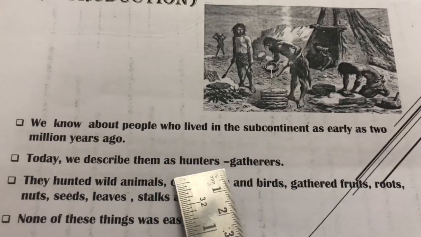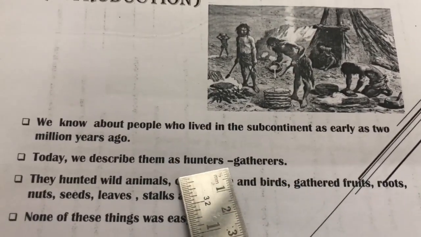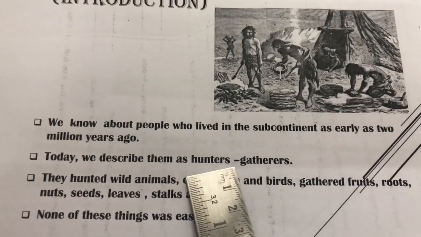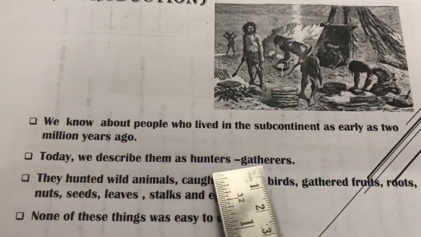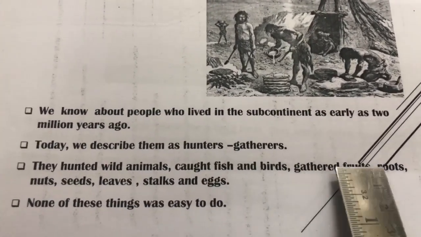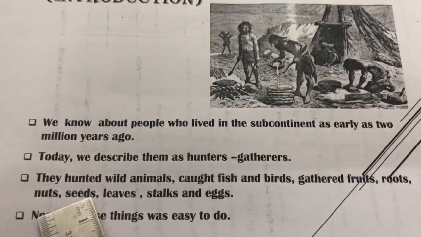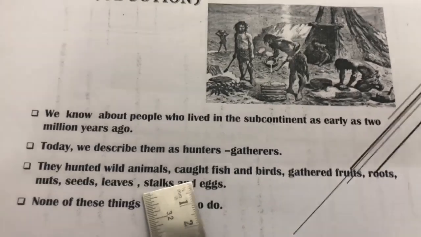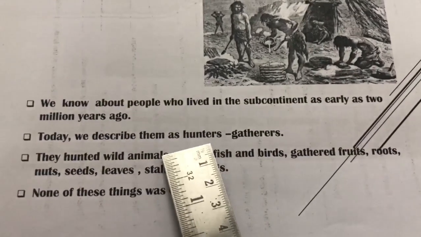Hunters because they used to hunt the animals. They used to kill the animals. Why? Because they ate animal flesh. Gatherers because they used to gather things like fruits, roots, nuts, seeds, leaves, stalks. They ate these things, right? So that is why they were called hunters and gatherers.